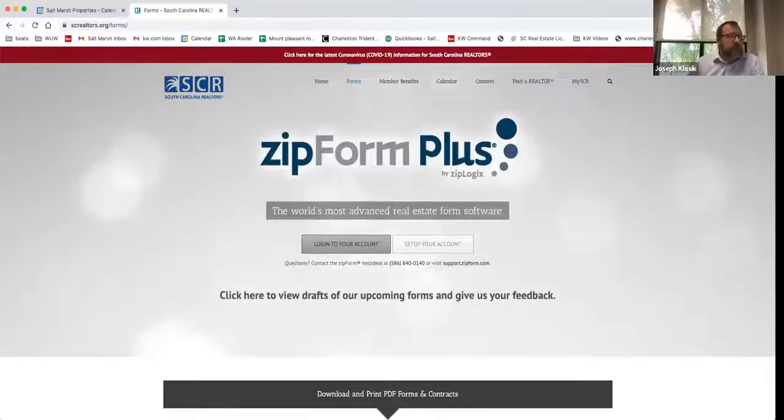So I'm going to share my screen here. Let's see. You should see where it says Zip Forms Plus. Somebody give me a thumbs up if you can see that. All right, great. Thank you.